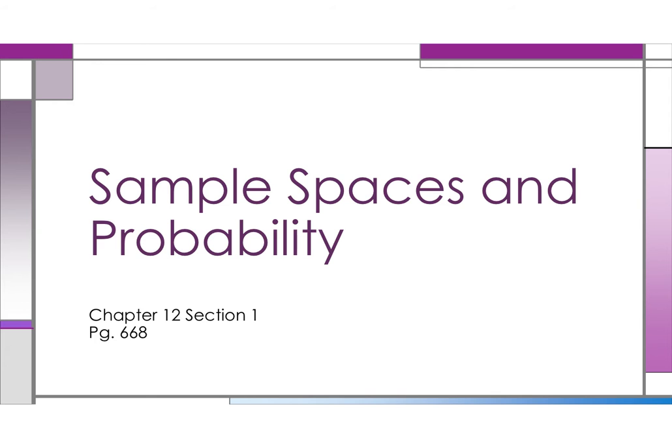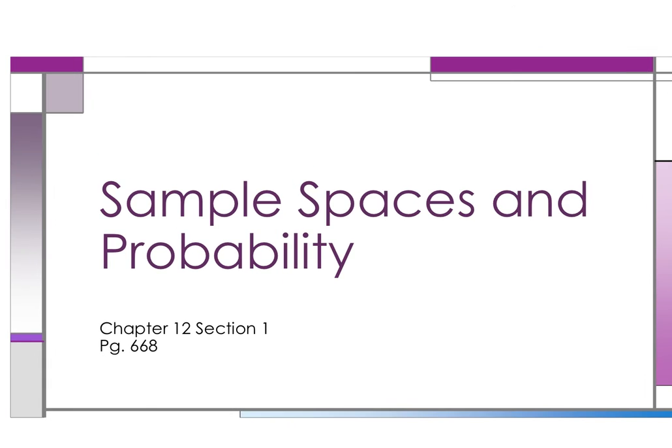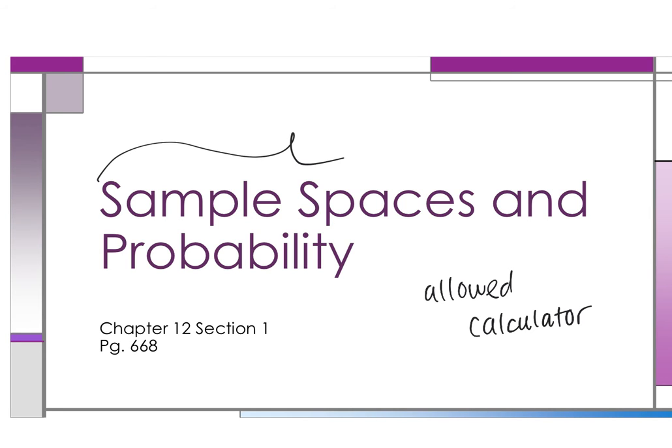Okay, we're talking about sample spaces and probability, okay? So, this is the start of chapter 12. Guys, write this down. Chapter 12, you are also allowed to use a calculator, okay? You will be allowed a calculator, okay? And we're going to be talking about sample spaces, which are all possible outcomes.